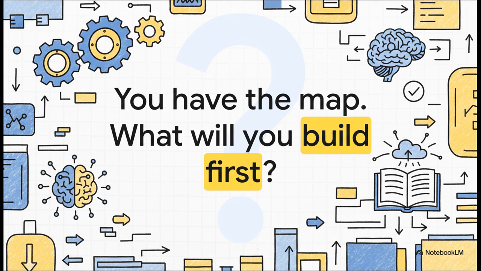So there you have it, the 4 layers, the checklist for picking your tools, and the API glue that holds it all together. You officially have the builder's guide. The only question left is, what amazing thing are you going to build first?